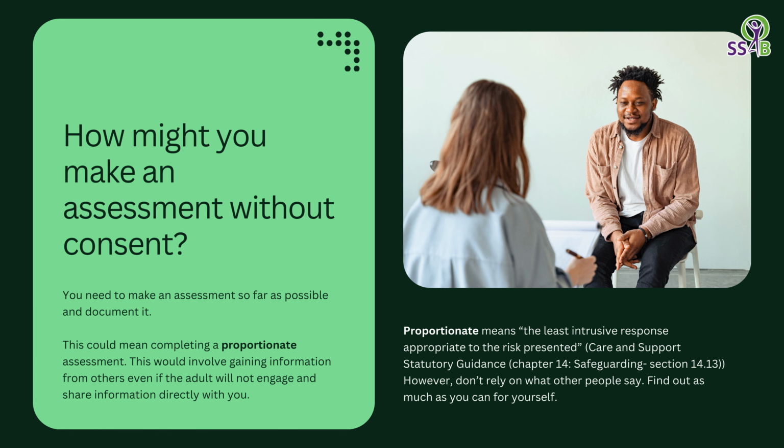So how might you go about making an assessment without someone's consent? Well, you need to make as complete an assessment as you can and write it down. And this applies, of course, whether or not a person is consenting. However, if they do not consent and do not take part in the assessment, then you need to make what is called a proportionate assessment. And during this, you have to gather information from people who know them.